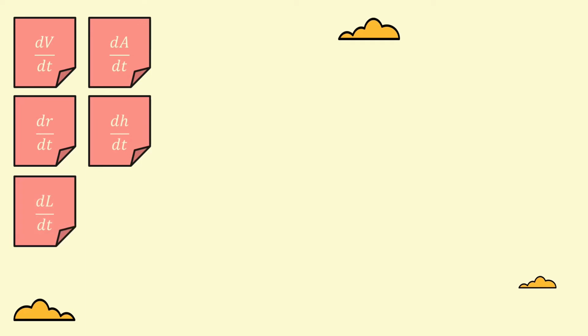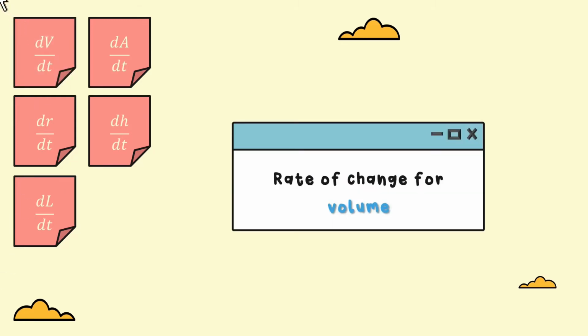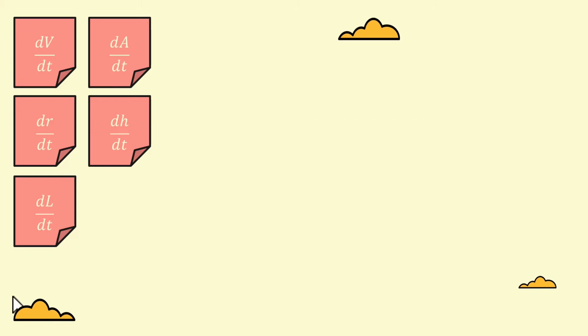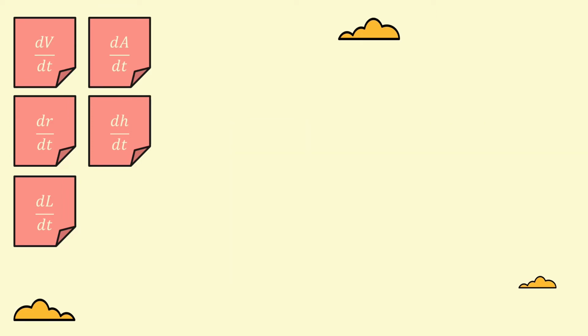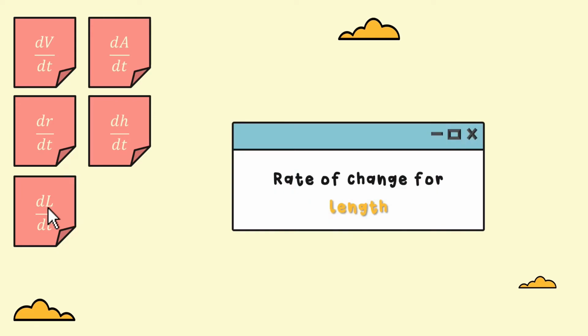Those are some examples of rate of change. First, we have dV over dt. It is for rate of change for volume. Second, we have dA over dt. It is for rate of change for area. Third, we have dr over dt. It is for rate of change for radius. Fourth, we have dh over dt. It is for rate of change for height. Lastly, we have dl over dt, rate of change for length.